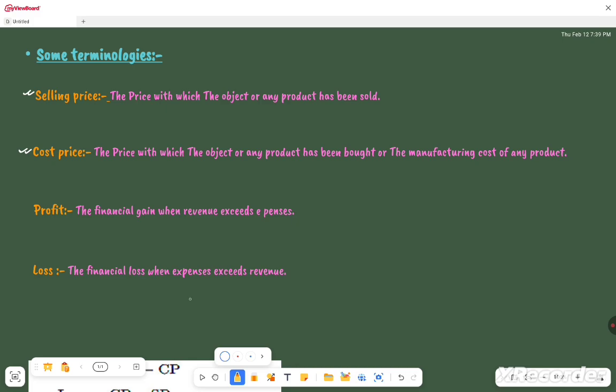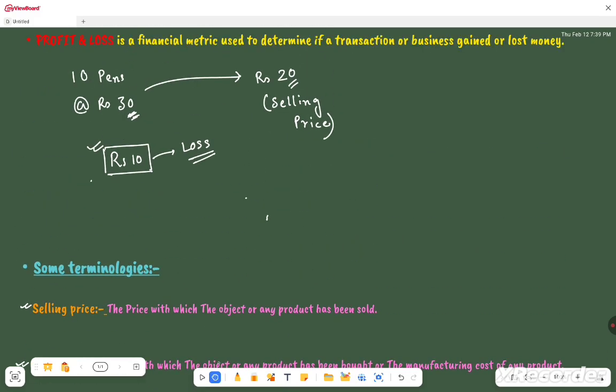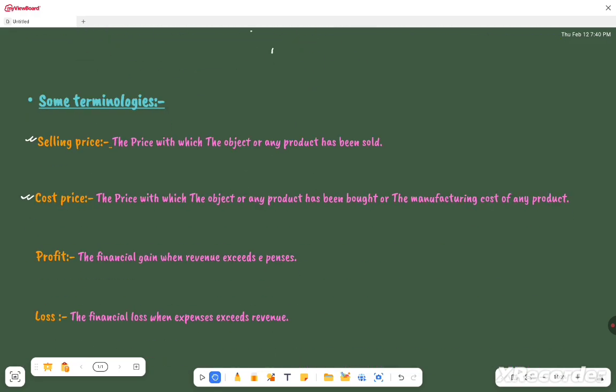Now in this example, you are buying this pen at rupees 30, so this 30 is your cost price. And when you are selling this pen at rupees 20, this is the selling price, SP. In short, we write SP, and in short, we write CP. Extremely sorry, this 30 is the cost price, and this 20 is the selling price.